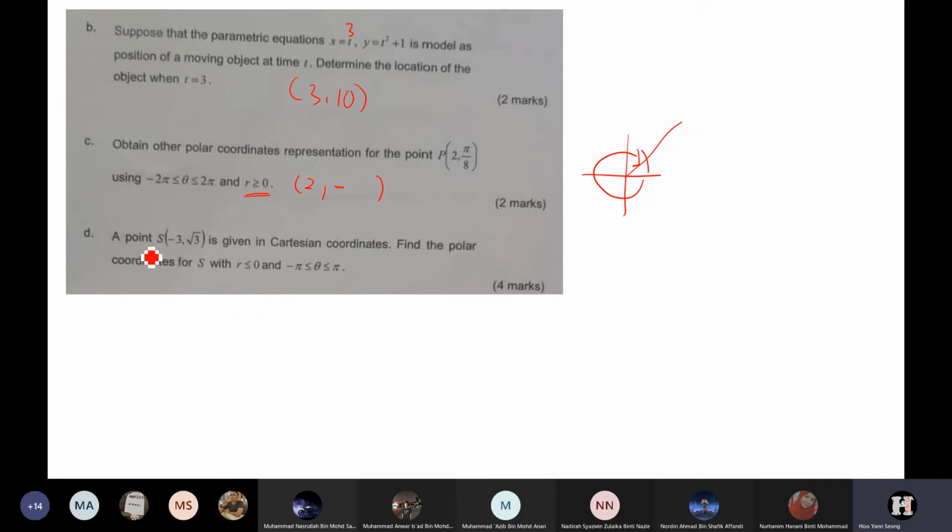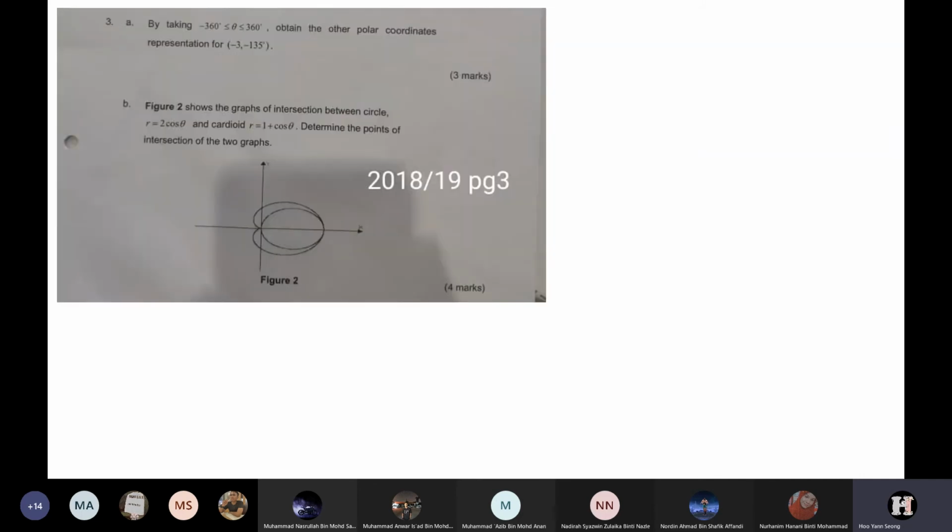And then the next, a point is given in Cartesian coordinates. Find the polar coordinates for it with r less than 0. This one is almost like just now, so you can get it. This is not the last. This is also chapter 2. By taking the data from this one, obtain the other polar coordinates, and then you need to find the other ones.